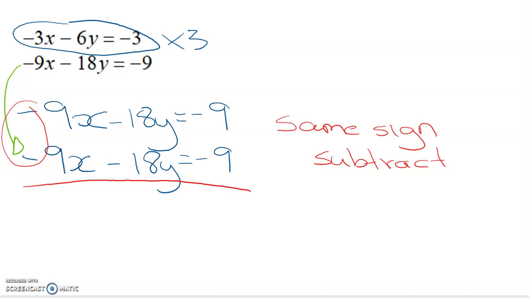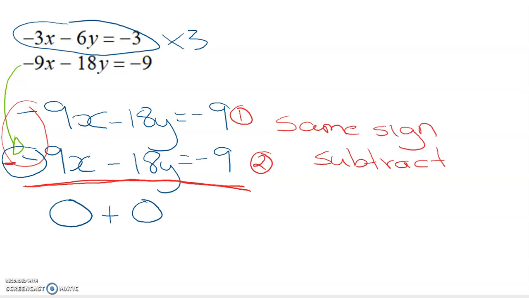So I know I have to subtract, which means I'm subtracting everything in equation 2 from equation 1. So let's do that. Negative 9x minus negative 9x, they're both negatives, so that becomes a plus, is 0. Negative 18y minus negative 18y becomes a plus again, it's also 0. And we get 0 again.